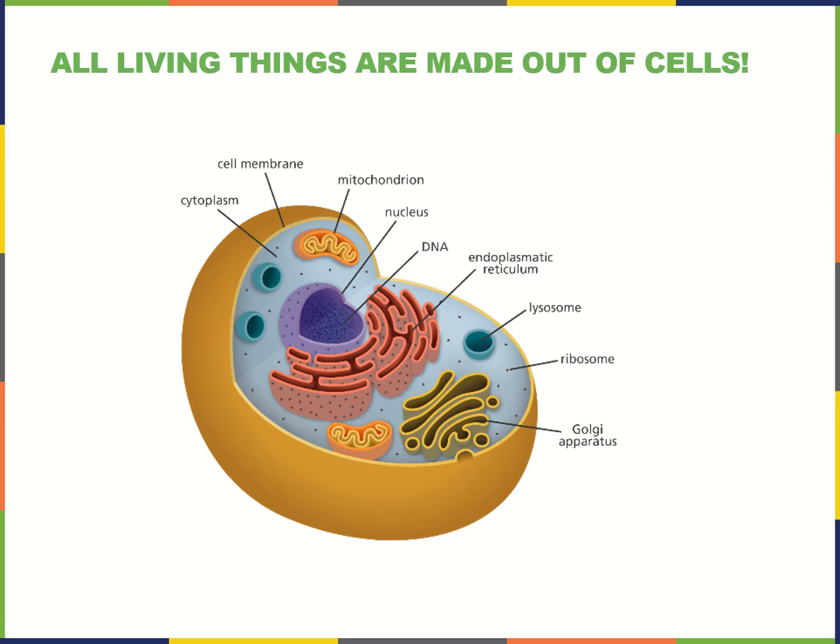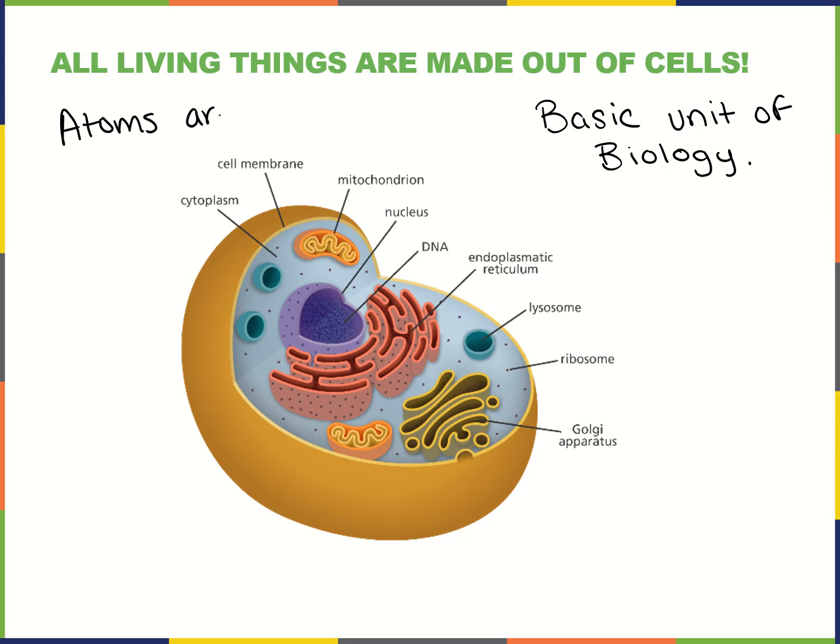Cells are the basic unit of biology. Atoms are the basic unit of all matter. And cells are the basic unit of biology. All living things are made out of cells, and we will talk about the basic going-ons of the cells, like organelles and things like that, in the next chapter here.